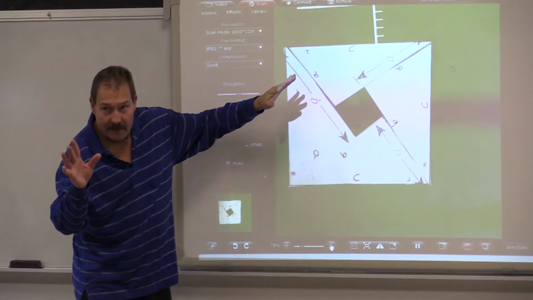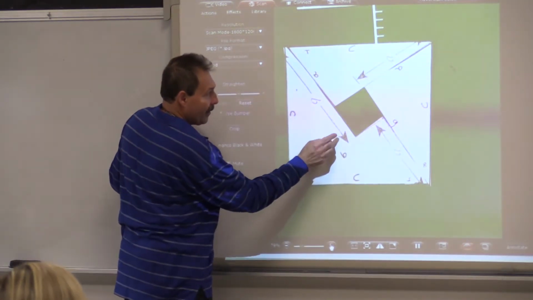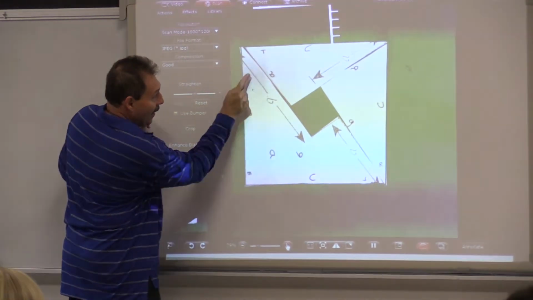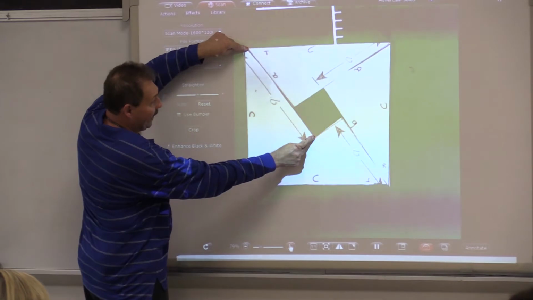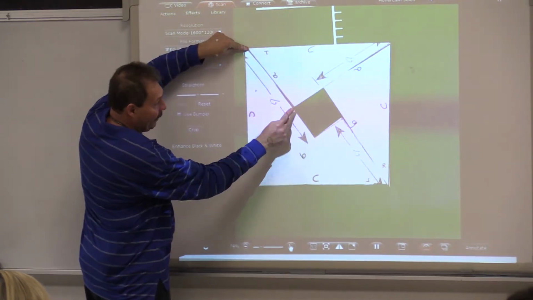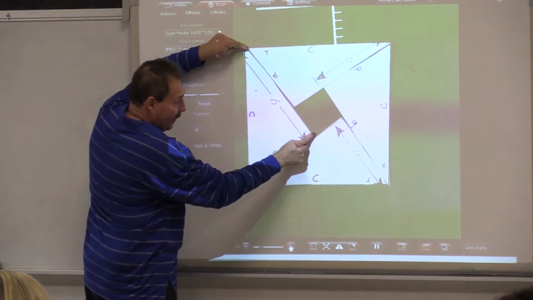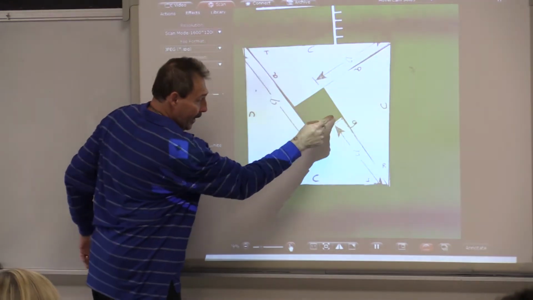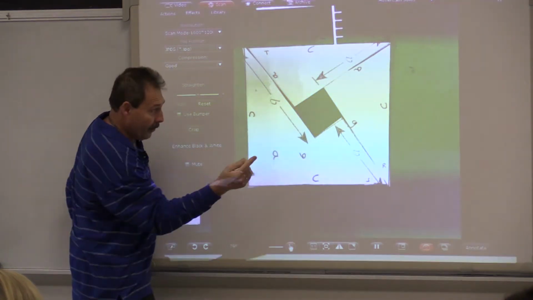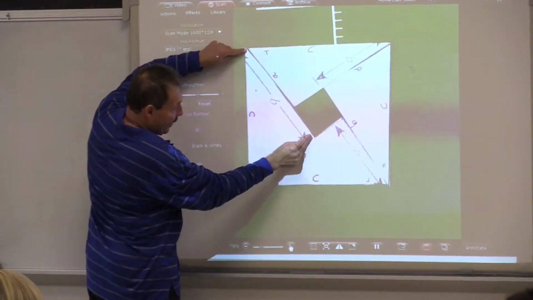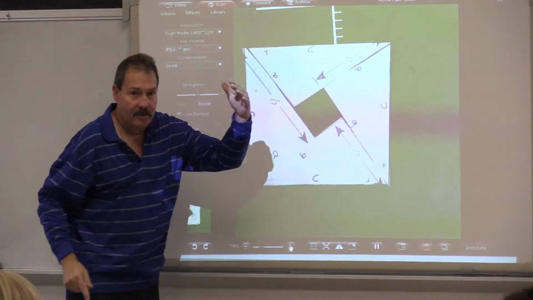B, right? You with me? It's B. C, A, B. That's B. How long is it from here to here? A, right? So each side of the square is B minus A. This is B, that's A. So do you see that each side of the square is B minus A?